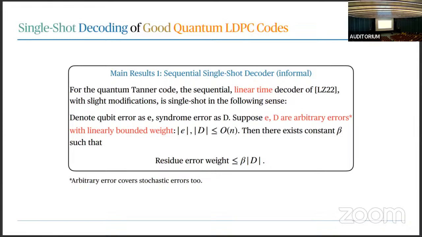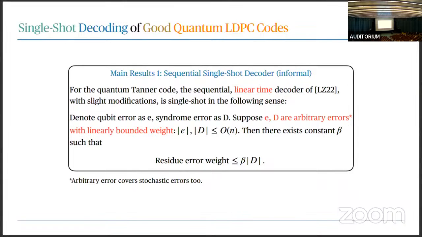So you take this sequential decoder in Leverrier-Zémor, we need to make some edits to it to do this decomposition of the mismatch vector, but it's single shot in the following sense. You have a qubit error E, you have some syndrome error D, and suppose E and D are just arbitrary errors. This is an asymptotically good code. We could be in the adversarial setting. They're just arbitrary errors that have weight that's linearly bounded. It's an asymptotically good code that has linear distance. Then there exists a constant beta such that after you do this sequential correction, the residual error weight is bounded by a factor of the weight of the measurement error.